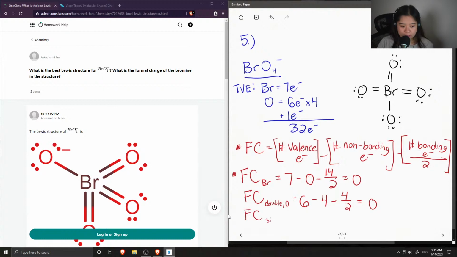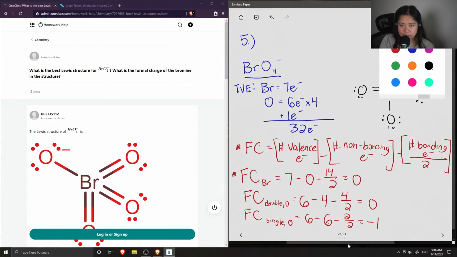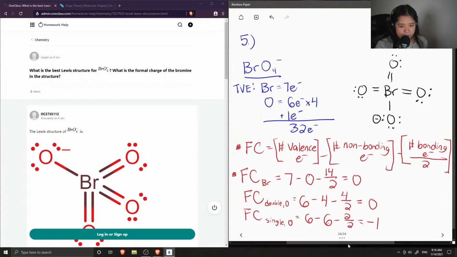And finally, let's calculate the formal charge of the single bonded oxygen. There are 6 valence electrons. The number of non-bonding electrons for the single bonded oxygen is 6. And lastly, since there's just a single bond, there are 2 bonding electrons that we divide by 2. So 6 minus 6 minus 1 is -1. So we know that the single bonded oxygen contains the -1 formal charge.